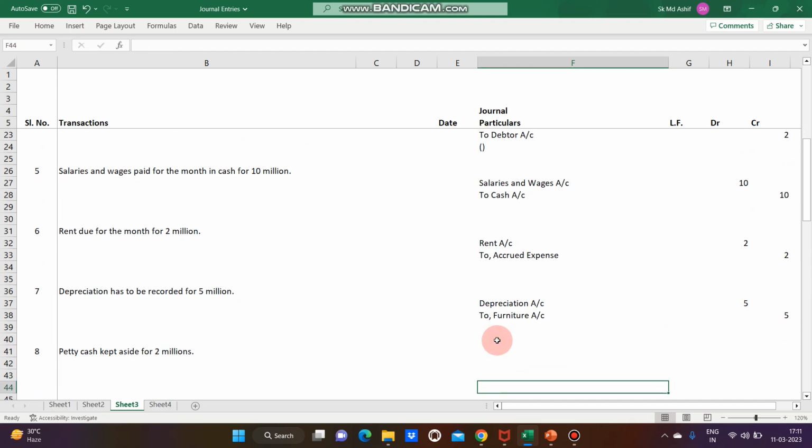Petty cash kept aside for 2 million. So petty cash is kept aside generally for the small day-to-day activities for which you might require some cash. So here there's an increase in one asset account, which is the petty cash account. So it will be debited, and the other side account, a decrease in cash, a decrease in asset, will be credited here.